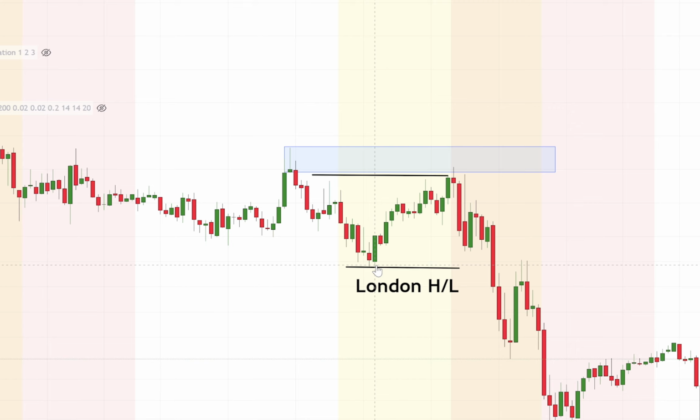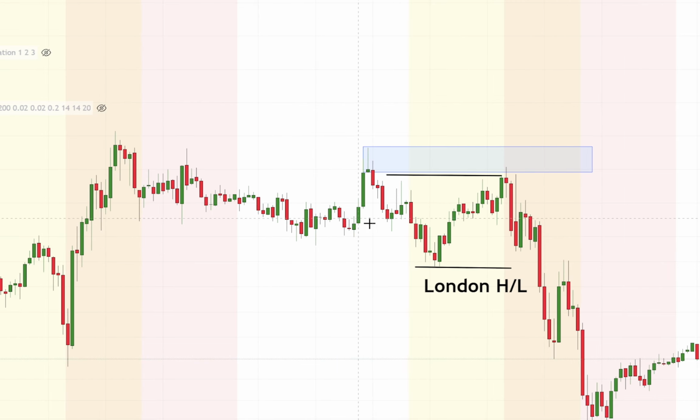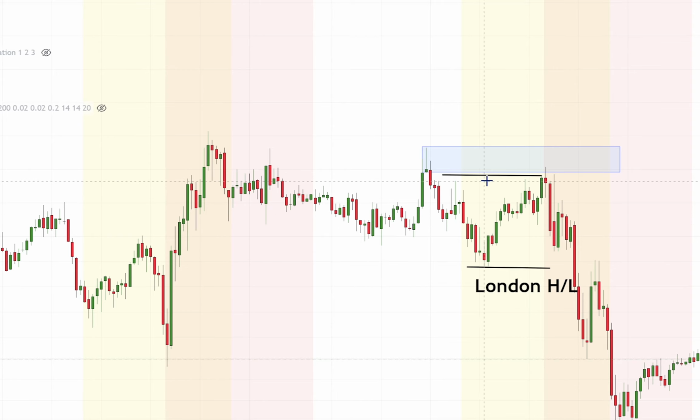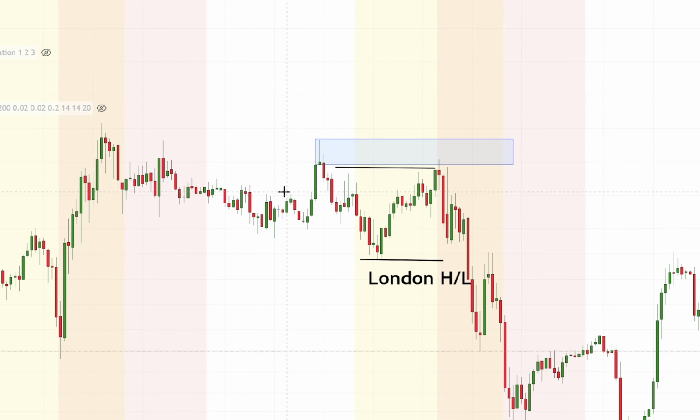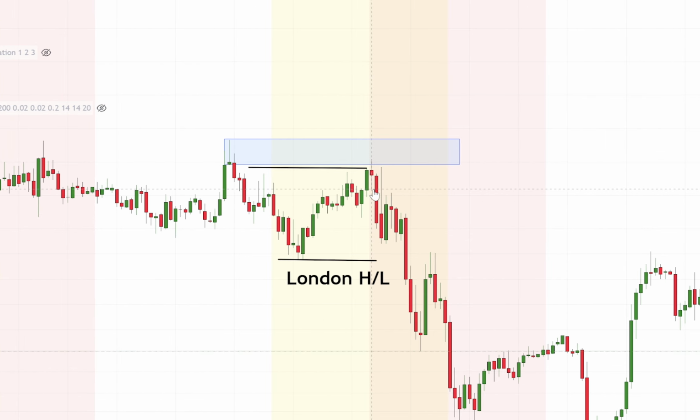For me personally, I only trade New York because I honestly don't feel like waking up during London. But the Asian sweep is a very high probability model that happens a lot of the time. It even happens more in the London sweep, but I just don't feel like waking up during Asia. But it is a very high probability model.